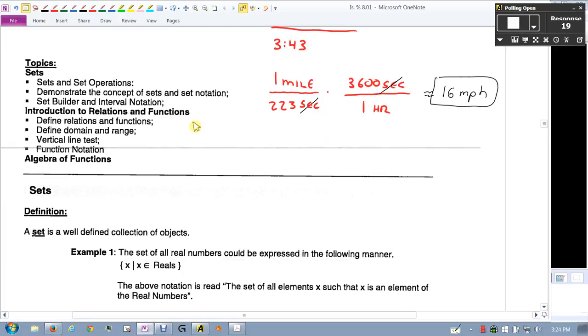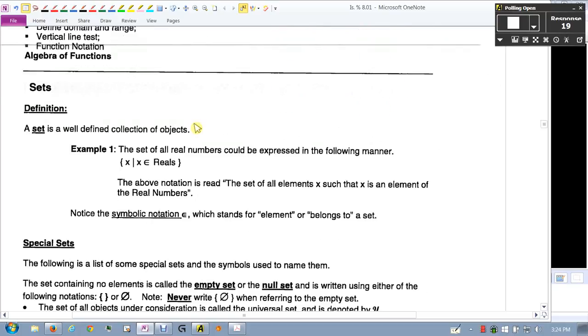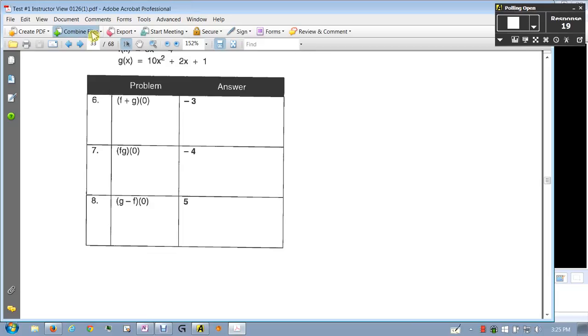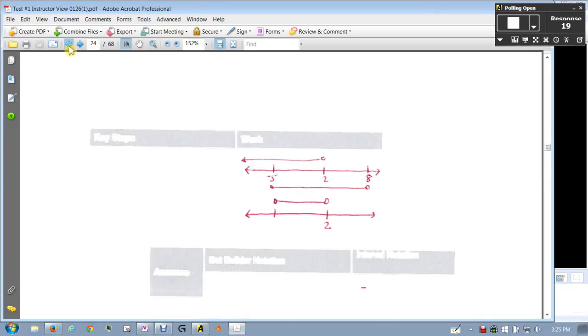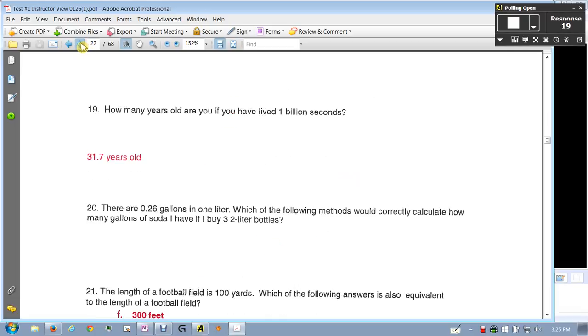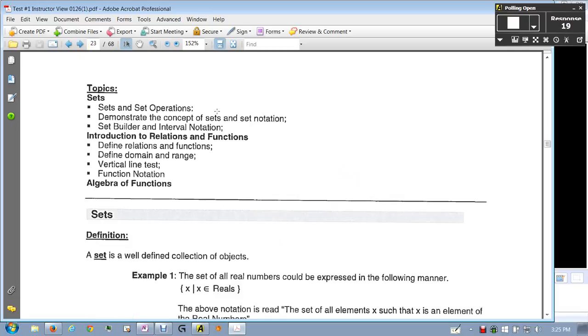All right, so now we're going to talk about sets, introduction to relations and functions, and then the algebra of functions. So we're finally getting into like algebra material. Everything else has been just kind of a build-up to that. All right, so lots of definitions. I think what I'll do is I'll bring up the key to this.